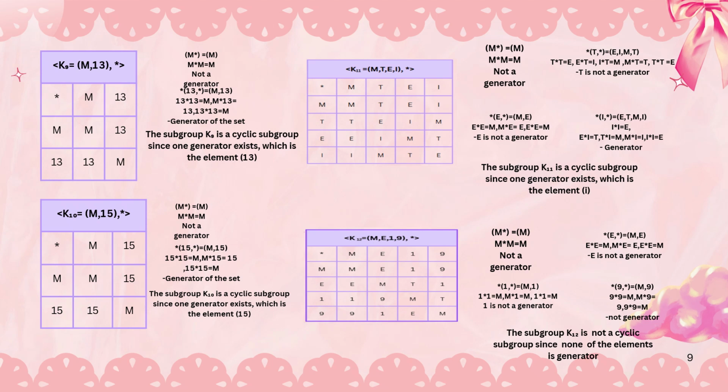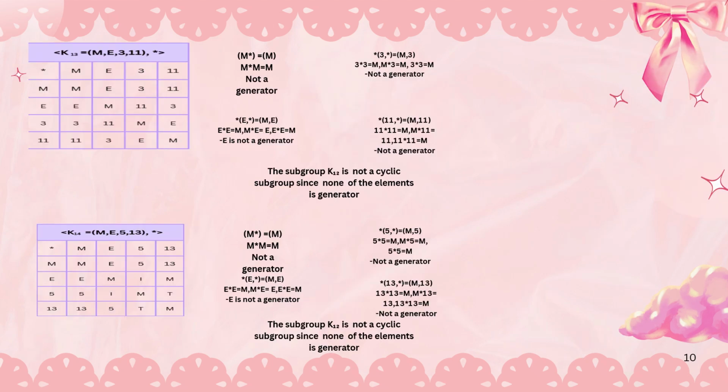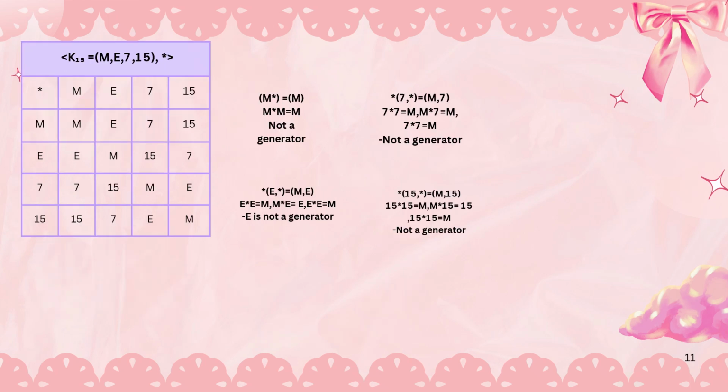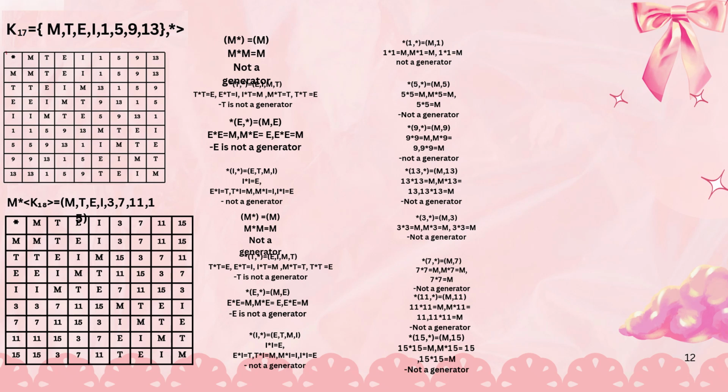The same with case 12: the subgroup is not cyclic since none of the elements is a generator. Case 13 is also not cyclic since none of the elements is a generator. Then case 14, the subgroup is not a cyclic subgroup since none of the elements is a generator. The same with case 15, it is not a generator because no element generates it. So case 17 is not a generator. Also with case 18.